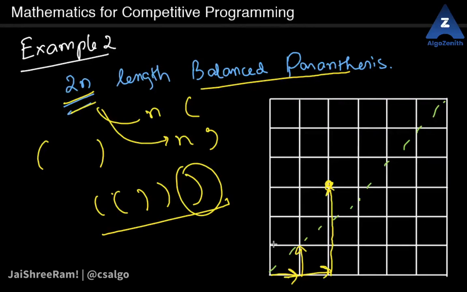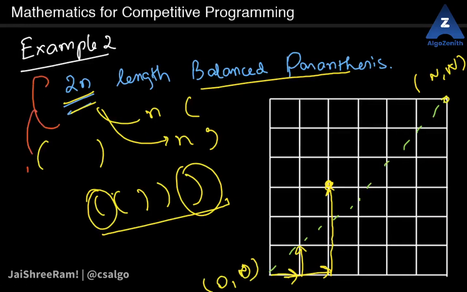So the number of balanced parentheses corresponds to the number of walks in this grid. So every time you put an opening bracket, you move right, and every time you put a closing bracket, you move up. So the number of walks in this grid from the 0 comma 0 point to this n comma n point is actually equal to the number of balanced parentheses. So there is a one-to-one correspondence over here. So that means the solution for this particular problem is also C of n. Okay.